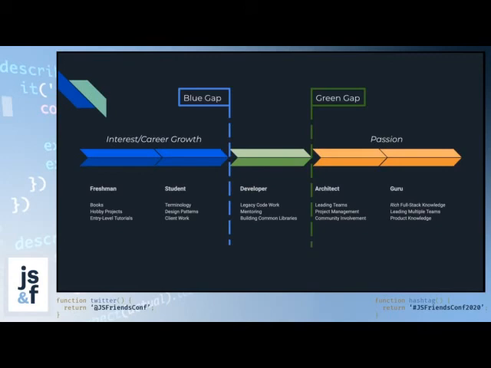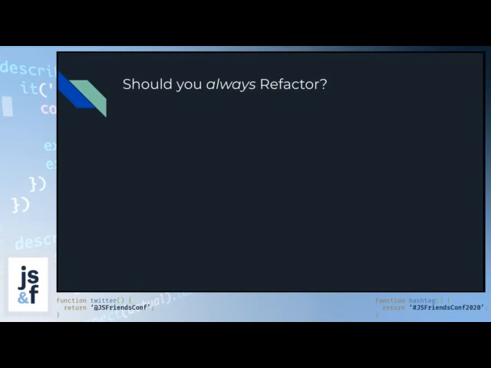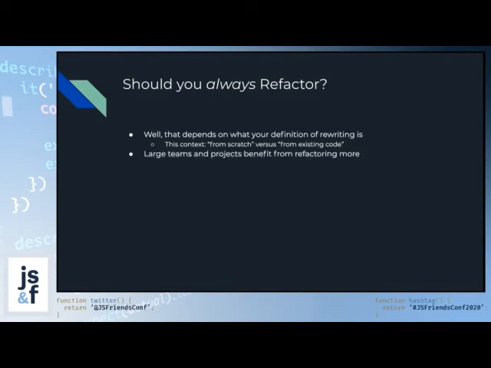So we're just going to real quickly go over a couple of ways that people can jump from this developer level into an architect level. One of these is refactor, don't rewrite. So should you always refactor? Well, that depends on what your definition of rewriting is. Here we're talking about from scratch versus from existing code, right? Writing something from scratch would be rewriting it, using existing code and pulling that code out into new design patterns, new classes, what have you, is going to be refactoring.